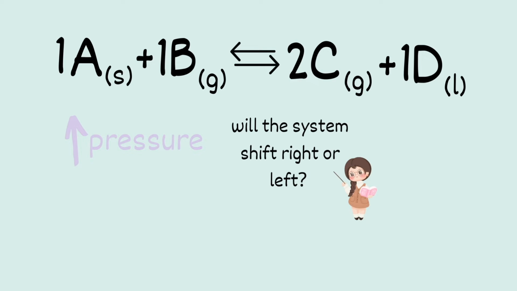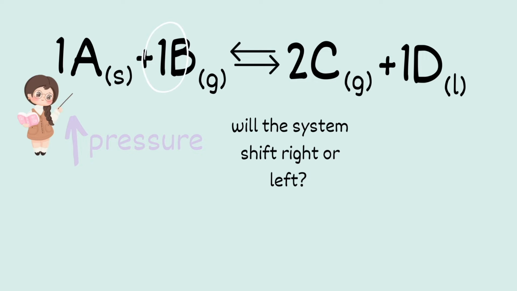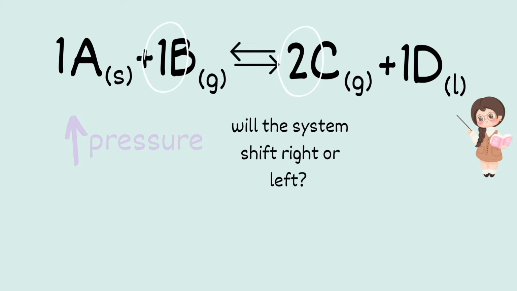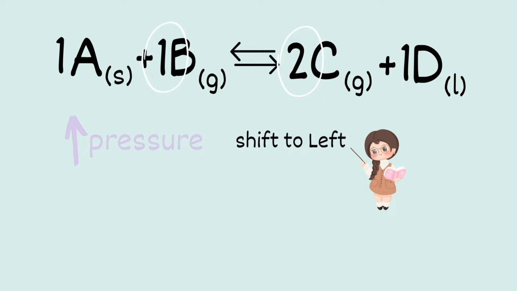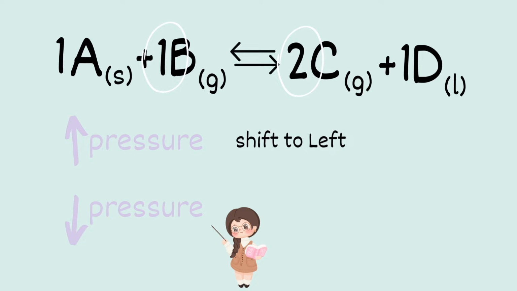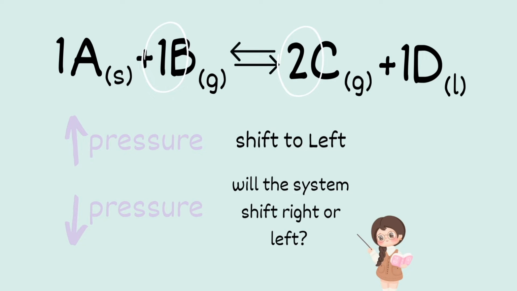So first let's count the moles of gas on both sides. On the reactant side, we have 1 mole of gas, and on the product side, we have 2 moles of gas. Since we have less gas on the reactant side, the system will shift towards the reactants. It will shift to the left. Now, what if we decrease the pressure? Will the system shift to the right or to the left? If we decrease the pressure in a system, the system will shift in the direction of more moles of gas. So our system will shift to the right.